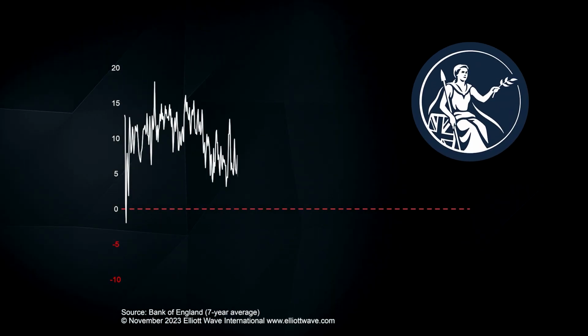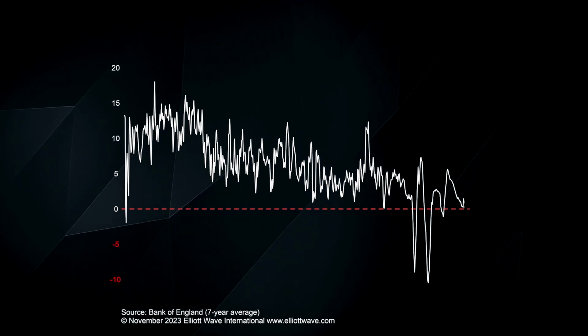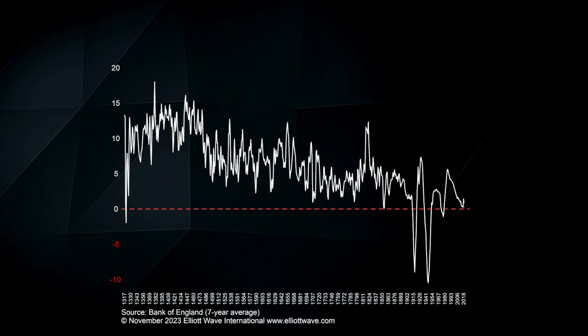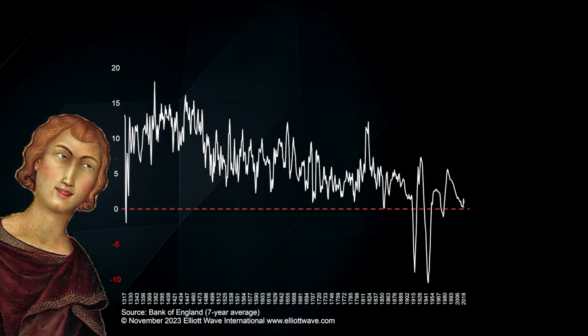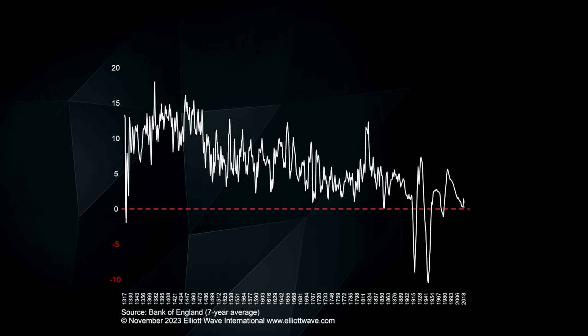The Bank of England has a working paper on the long-term trend in interest rates. When I say long-term, I mean long-term. This chart shows the level of real interest rates going back to the early 1300s. If you want to get into the details, you can read the paper on the Bank of England's website.